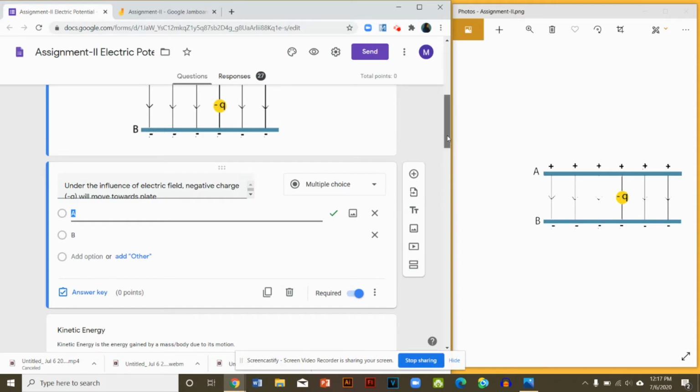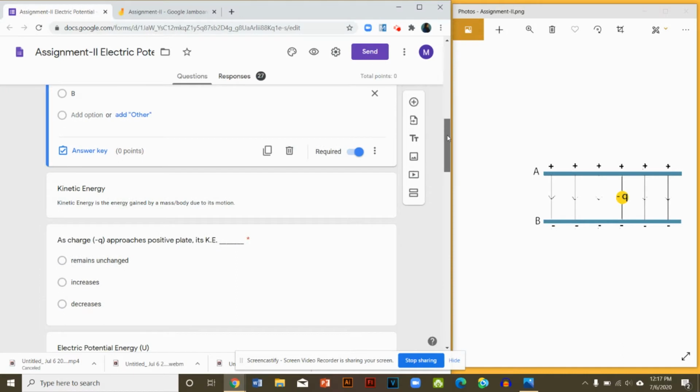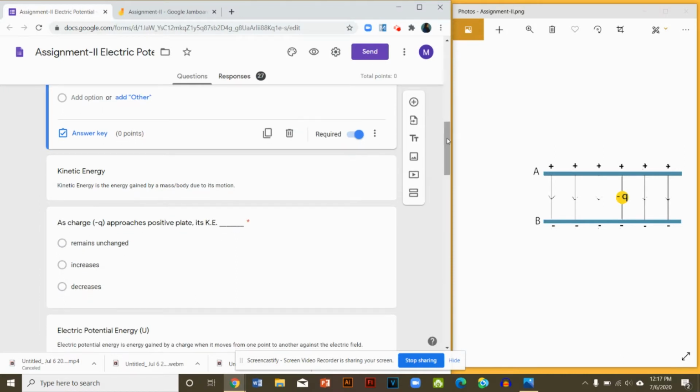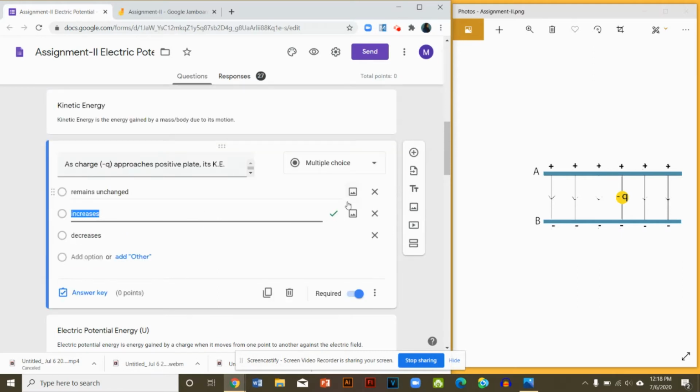Pretty much clear. Next question was regarding kinetic energy, and kinetic energy, as you know, is the energy gained by a body or a mass due to its motion. So first question was, as minus q approaches positive plate, its KE. First option was remains unchanged. It will not remain unchanged, because if this charge was static, then that option was correct. But in this case, the minus charge is moving, so it will have some kinetic energy, and it will increase. Option B will be the correct option. Why? Because the charge is accelerating towards plate A.